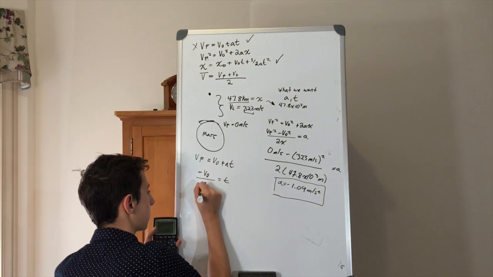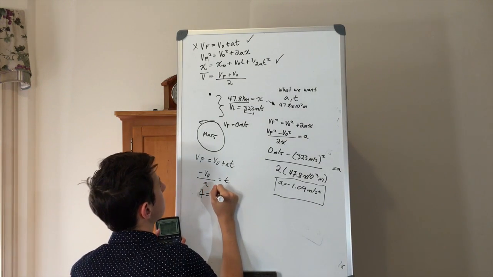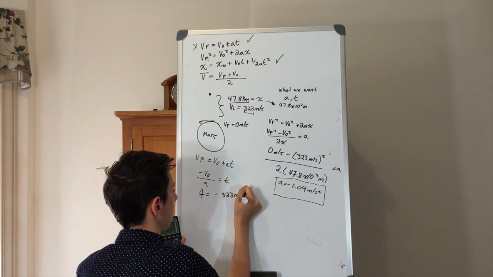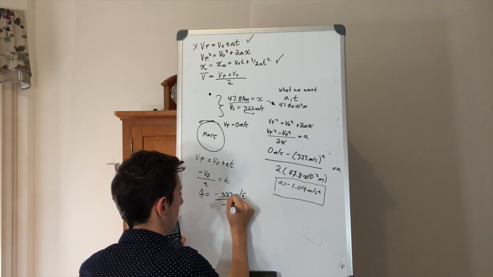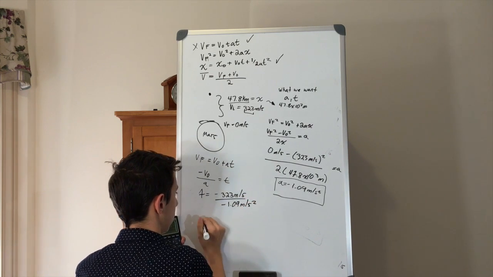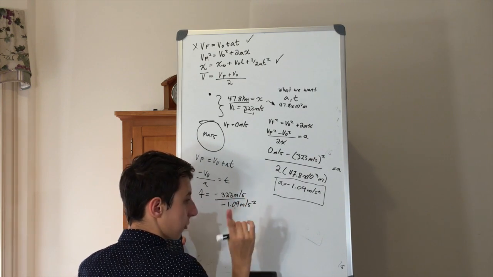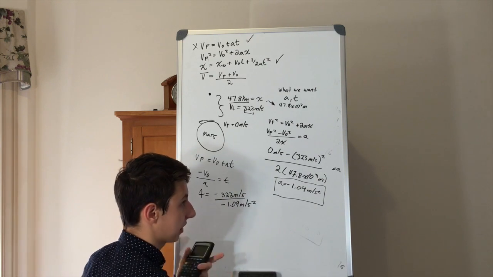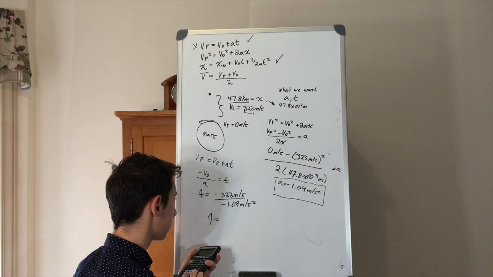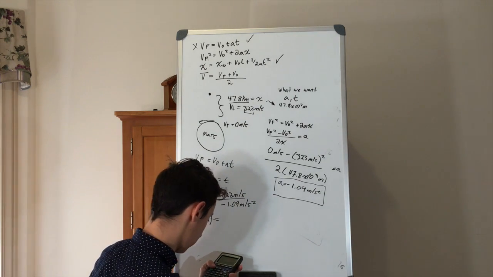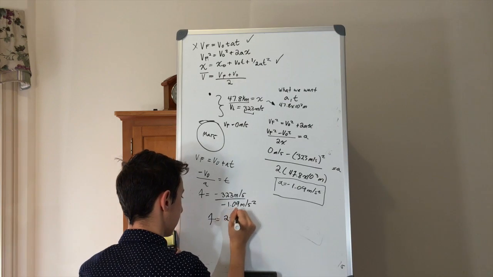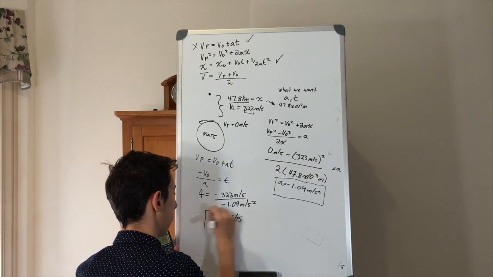So that means our time is going to be equal to our initial negative 323 meters per second over our negative 1.90 meters per second squared. And see, meters cancel out and we're left with 1 second, and that's why our units canceled out perfectly. And we should get 296 seconds.